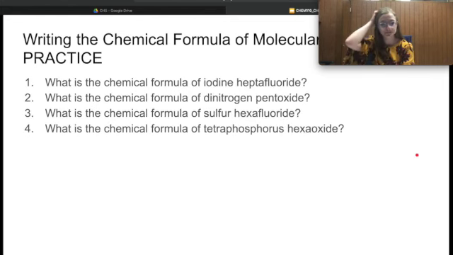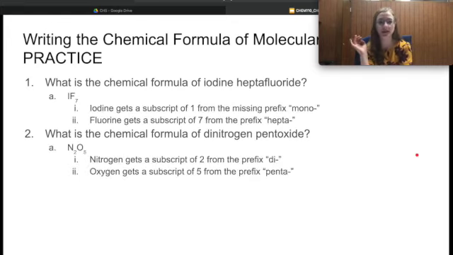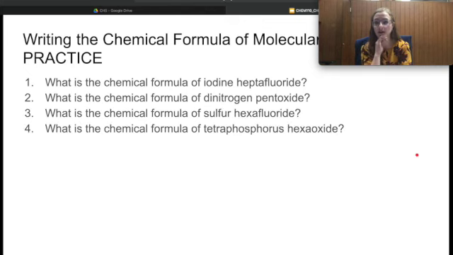So I've got some more examples for you here to work through. Please work through these examples. Please let me know if you have any questions. I highly recommend working through these and then double checking your answers in the PowerPoint slides there. So let me know if you need any help, but that is how we name molecular compounds and then write their chemical formulas as well.